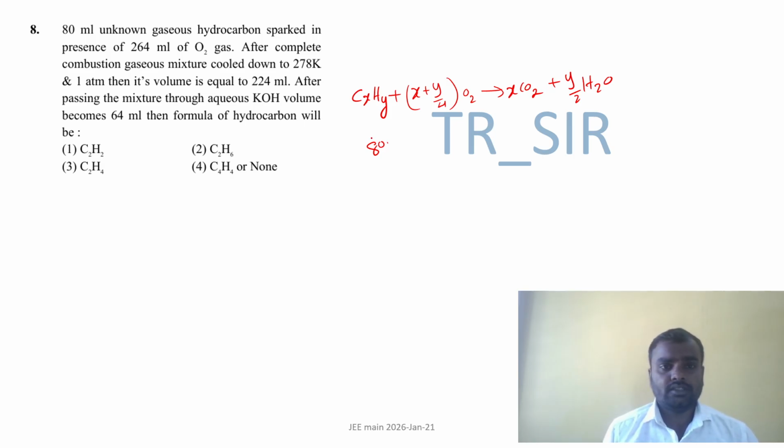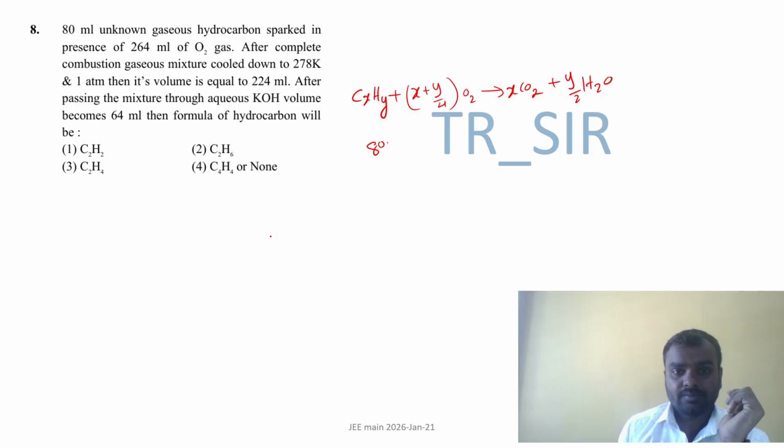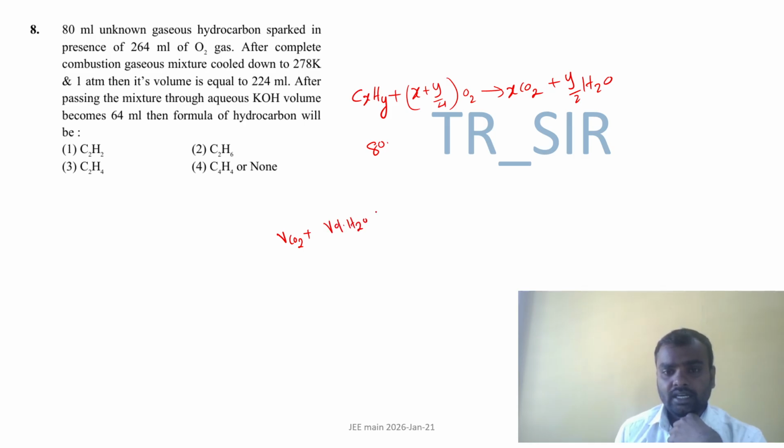Now how much O2 gas is it producing? 264 ml of gas is produced after complete combustion, and the gas mixture is cooled down. So how much gas mixture have they given? Volume of CO2 plus volume of H2O. Here you can see.